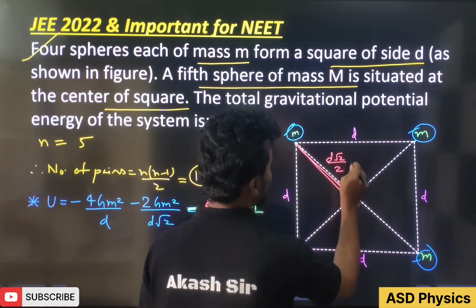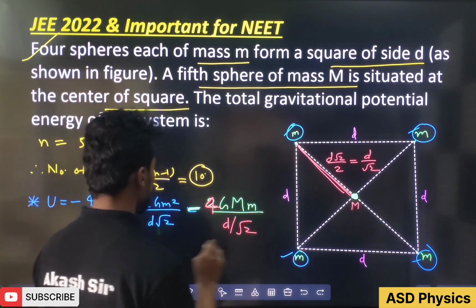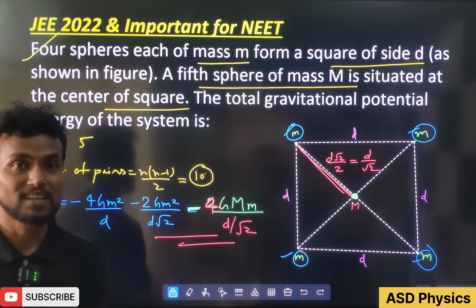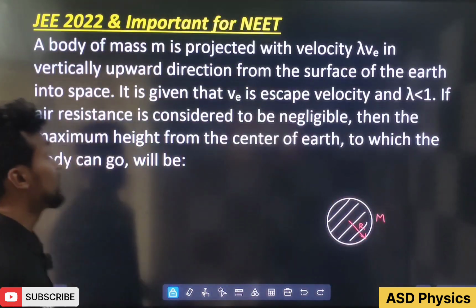D root 2 by 2, or we can write d by root 2. So here I will write d by root 2. Then you have to just simplify this, and you will get the answer. Okay, students, we are going great. Next one, students.